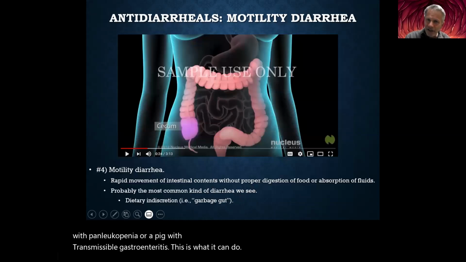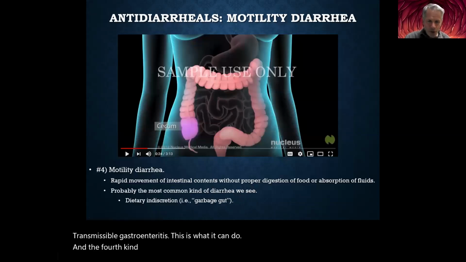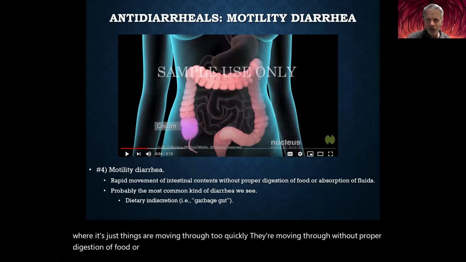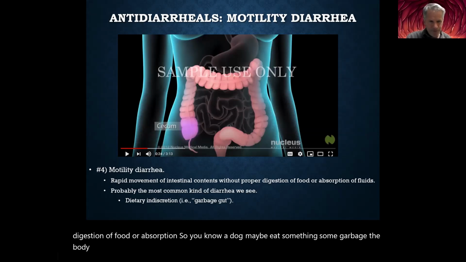And the fourth kind is the kind you're probably going to see the most, what we call motility diarrhea, where things are just moving through too quickly. They're moving through without proper digestion of food or absorption. So, a dog maybe eats something, some garbage, and the body is trying to get rid of it.